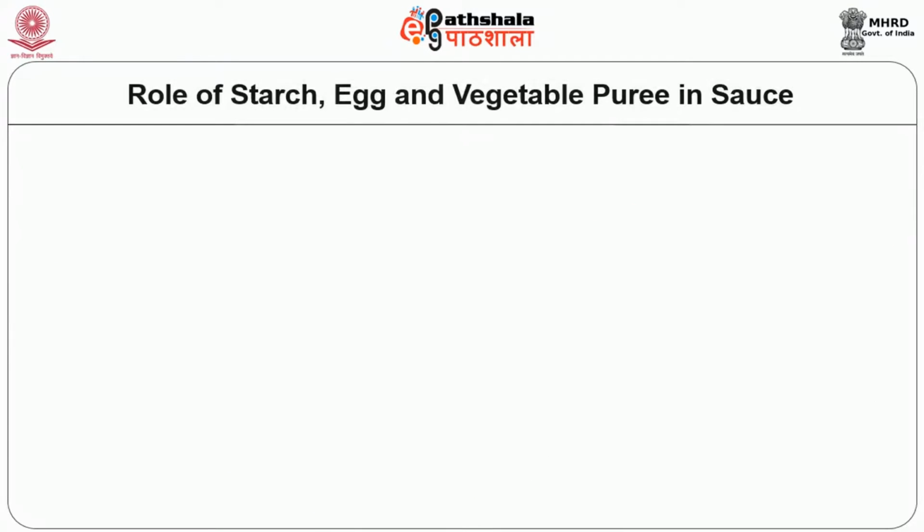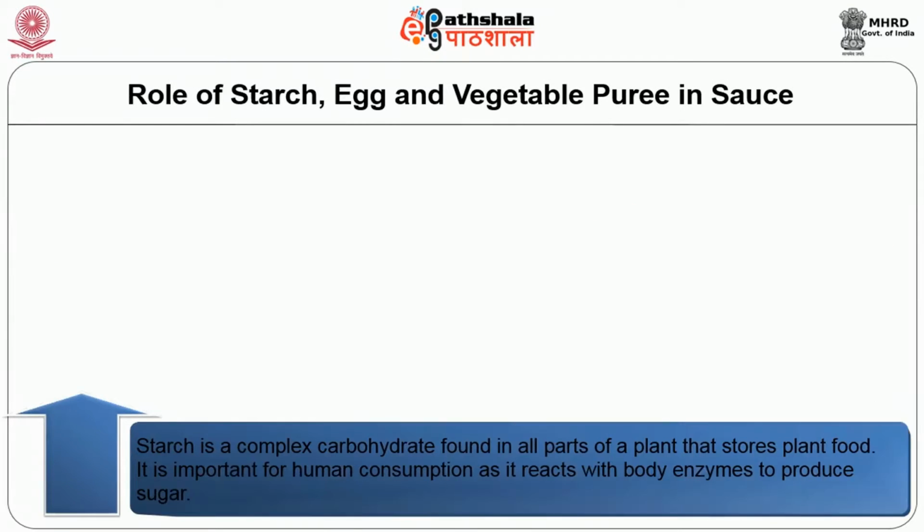Starch is a complex polysaccharide found in all parts of the plant that store plant food. It is an important nutrient for human consumption, as it reacts with body enzymes to produce sugar. That is, the polysaccharide starch, when it is hydrolyzed, will produce disaccharide, and disaccharide will be converted to monosaccharide like sugar, and it is absorbed into the blood.